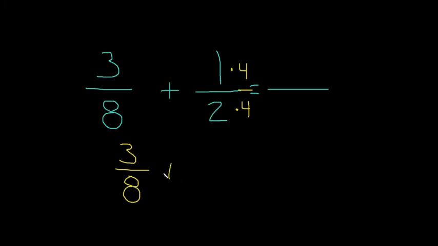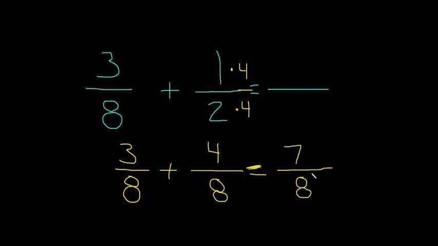Plus 1 times 4 is 4. 2 times 4 is 8. And again, 1/2 is the same value as 4 out of 8. Keep the same denominators the same. 3 plus 4 is 7. And so the answer, 3/8 plus 1/2, is 7/8.